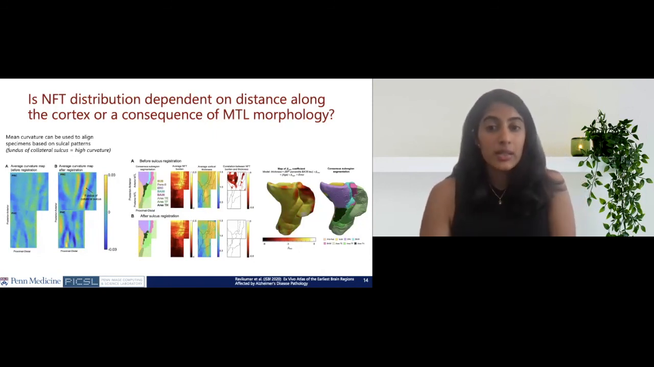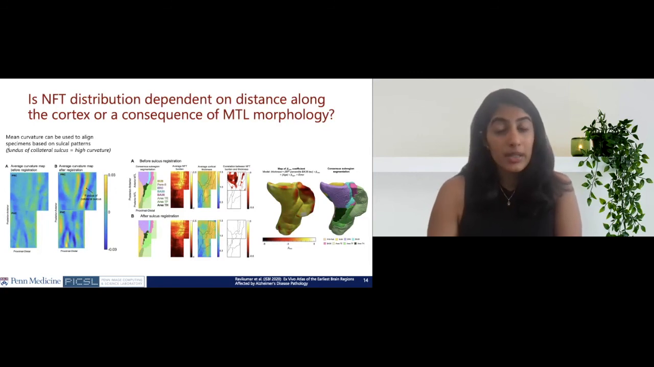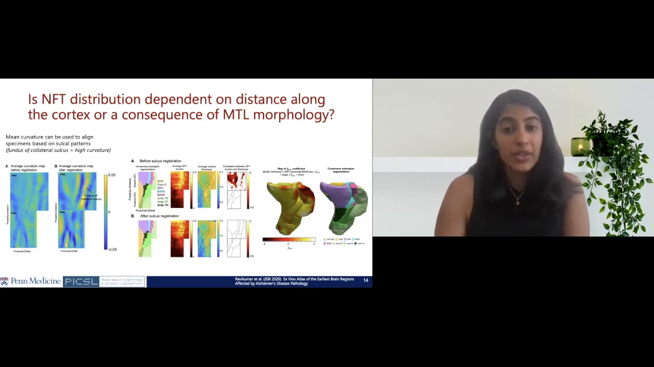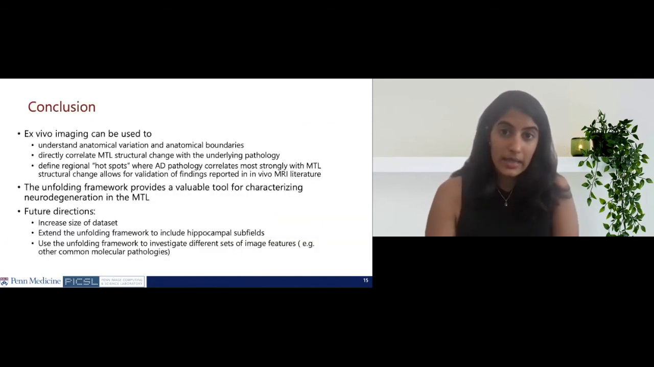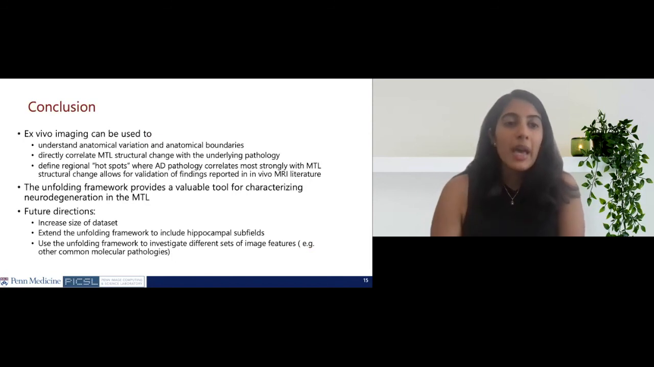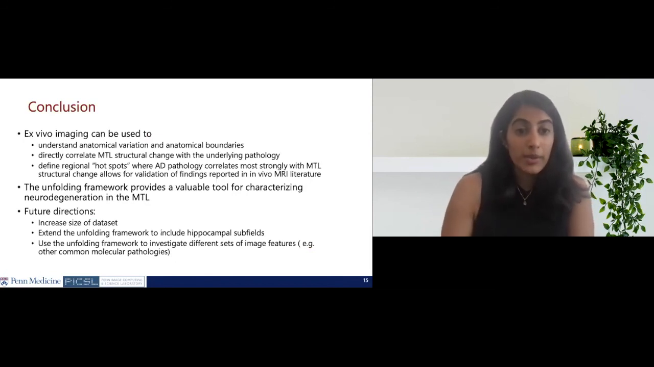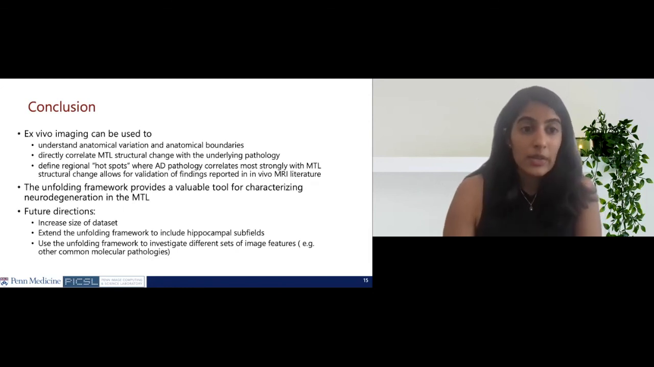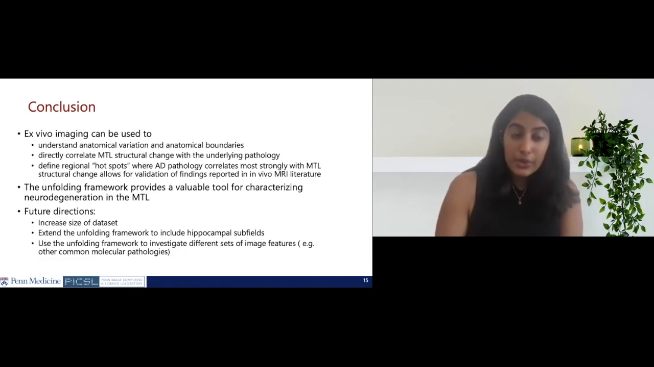This result is consistent with the results obtained when we performed a similar analysis in the space of the volumetric template and suggests that patterns of tau distribution and neurodegeneration may be more dependent on distance along the cortex. In conclusion, ex vivo imaging can be used to understand anatomical variation, directly correlate MTL structural change with the underlying pathology, and find regional hotspots where AD pathology correlates most strongly with MTL structure. The unfolding framework provides a valuable tool for characterizing neurodegeneration in the MTL.